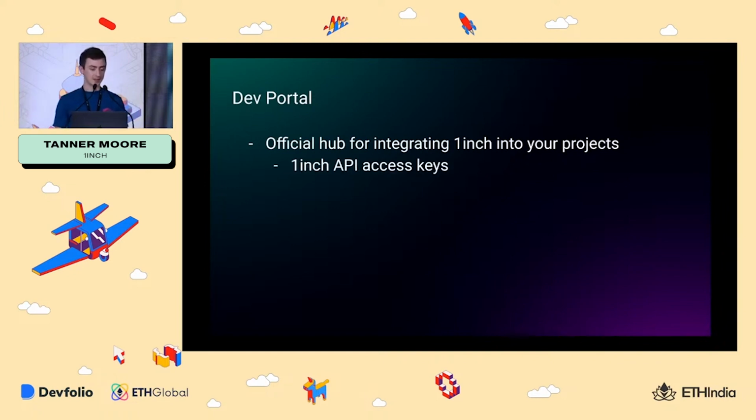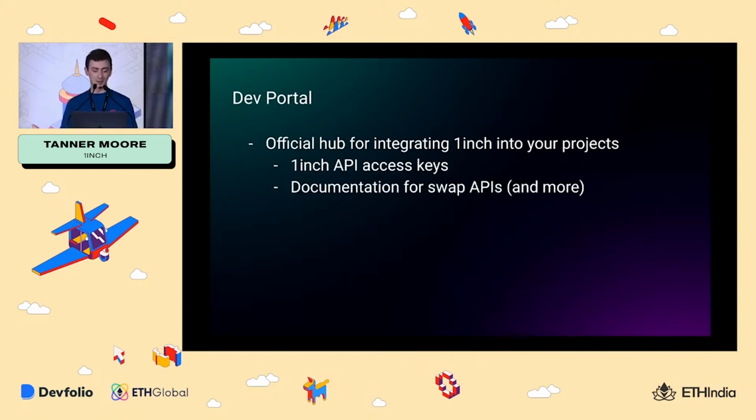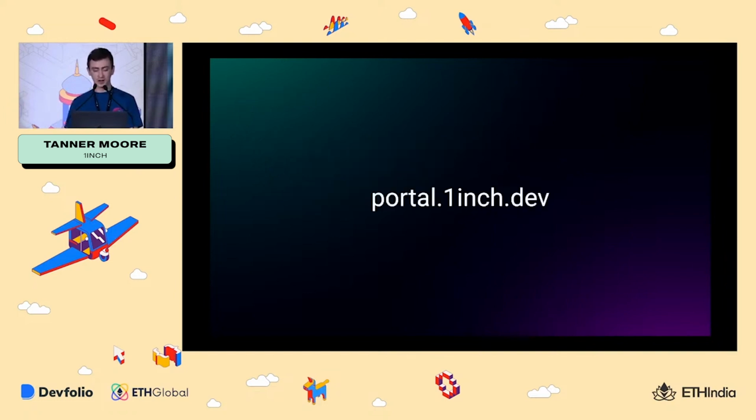It provides things like the API keys to access our APIs, documentation for the swap APIs, as well as many more APIs, which we'll talk about briefly toward the end. It'll also give you examples as to how to do this. And the link is portal.oneinch.dev. That's where you'll actually go to see all these things.